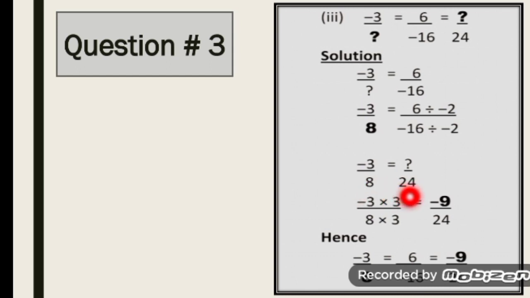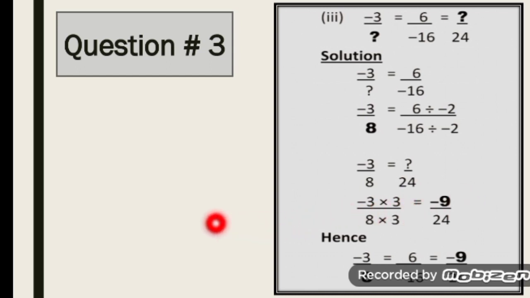Now we will see how 24 comes from 8. If we multiply 8 by 3, then we get 24. So we will multiply minus 3 with 3 to get the required numerator. Minus 3 multiplied by 3 will be minus 9. So minus 9 is the required missing numerator.